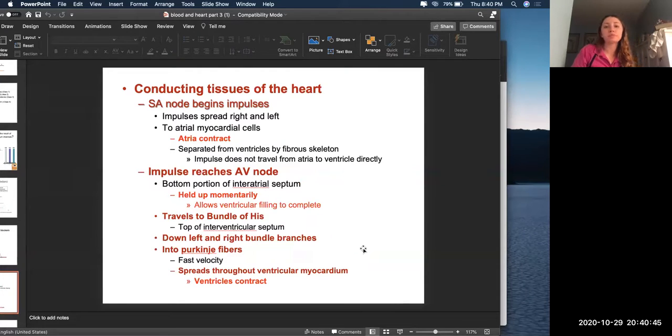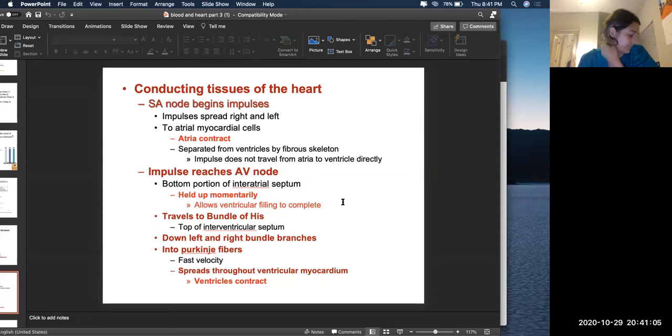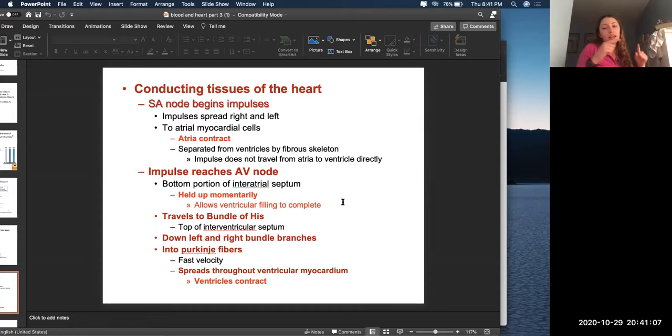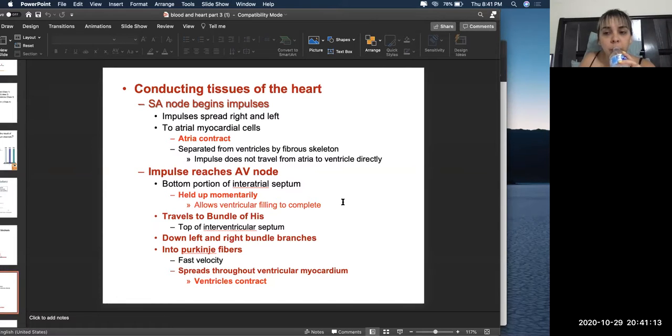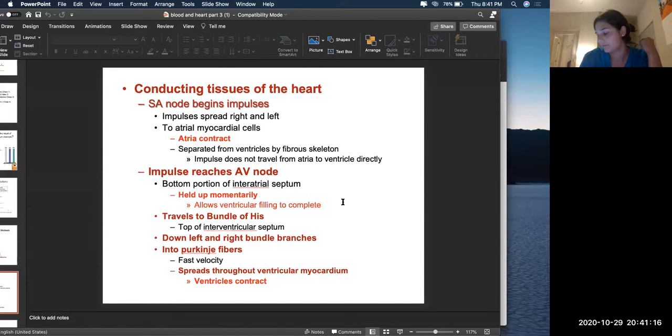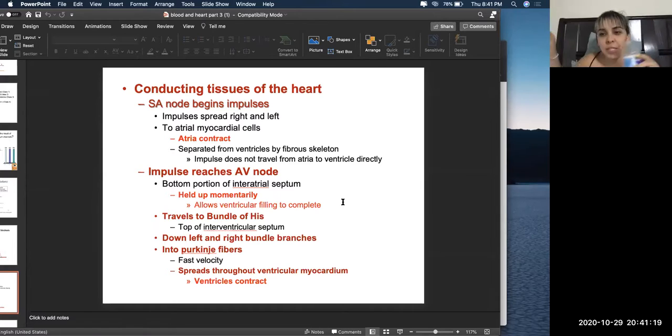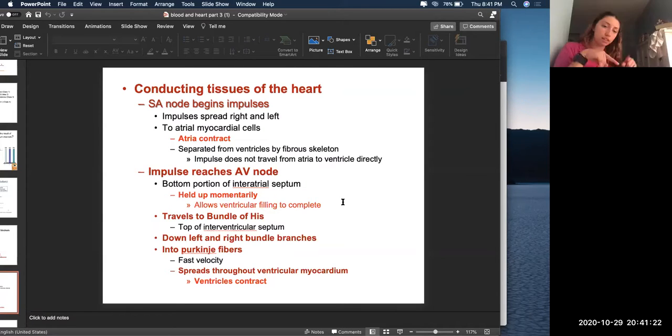Okay, so this is basically talking about the conducting tissues of the heart, the electrical impulse through the heart. So let's go through it together. The first one is the SA node. The second one is the AV node. The third one is the bundle, called the bundle of His. And then it goes through the bundle branches, left and right, down the branches, and then to the Purkinje fibers. And it's really fast.